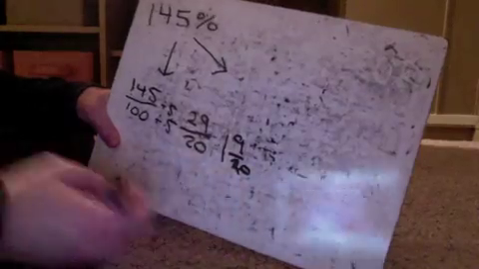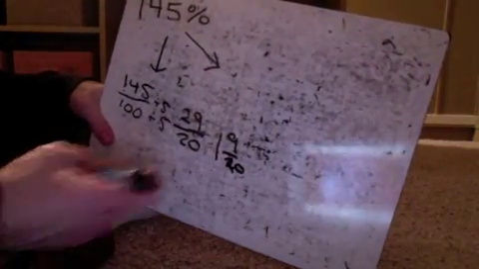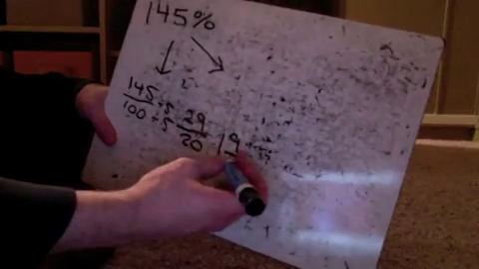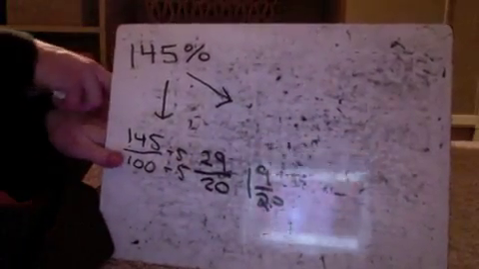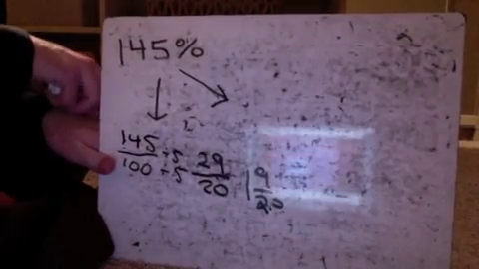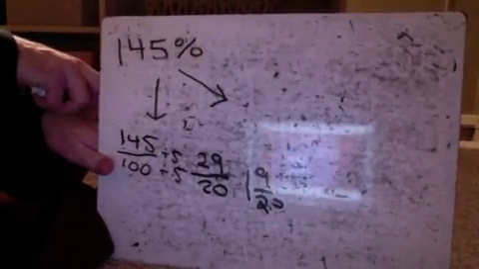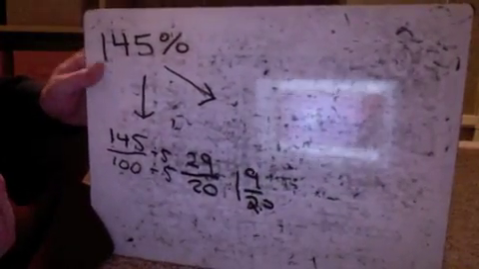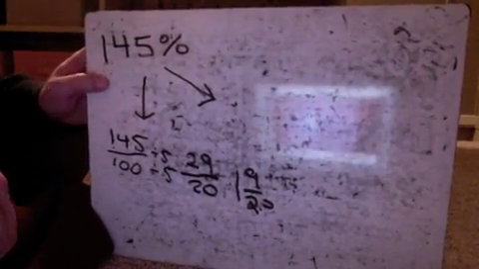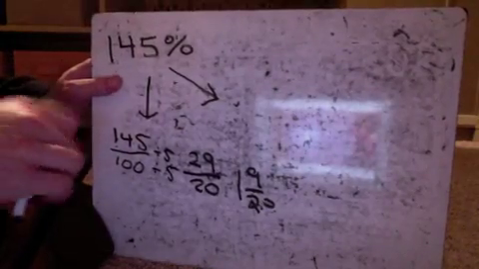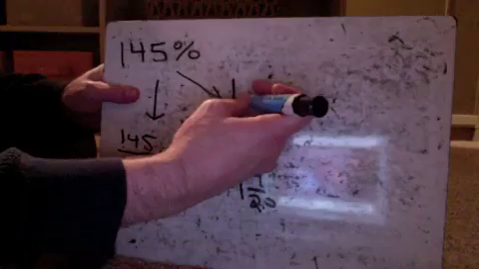Okay, now the other thing that we can do is, let me write that 20 a little better so you've got that on there. We can come up here and we can change this to a decimal really easy. Remember, as a decimal, we need two numbers after the decimal point, and then if it's over 100%, we need a whole number out in front. So 145% is just going to be 1.45.